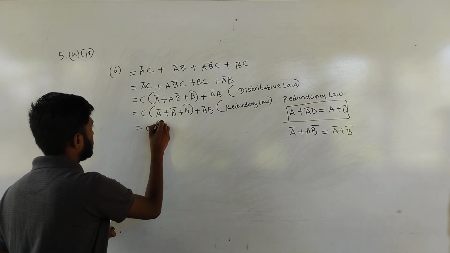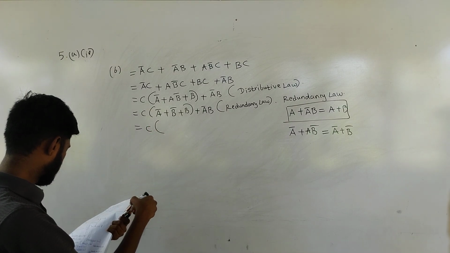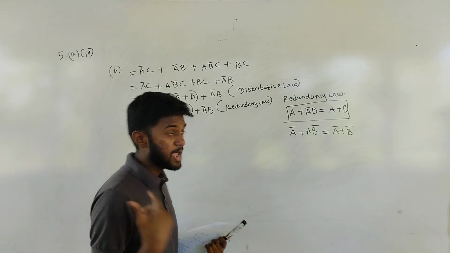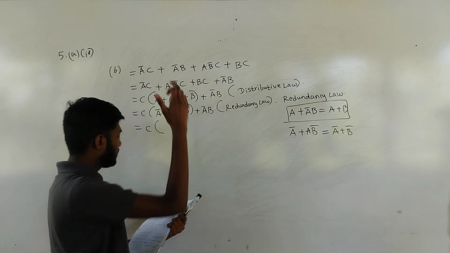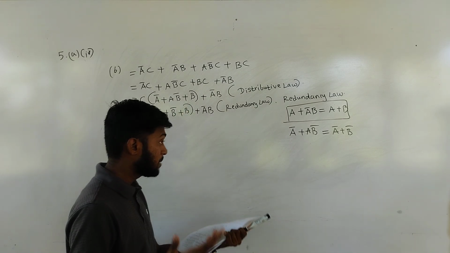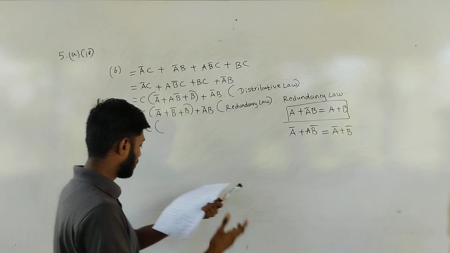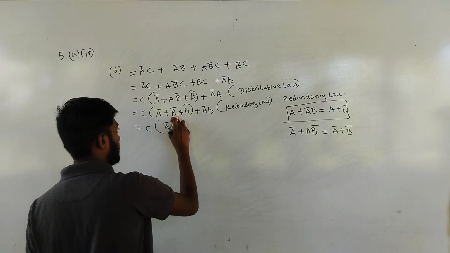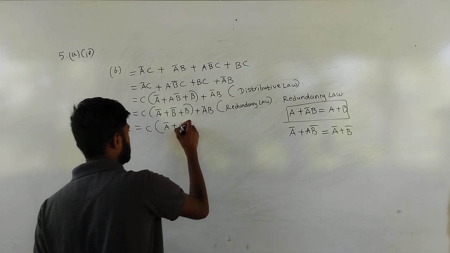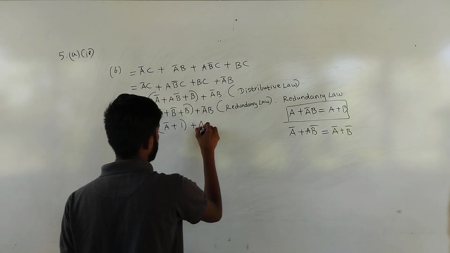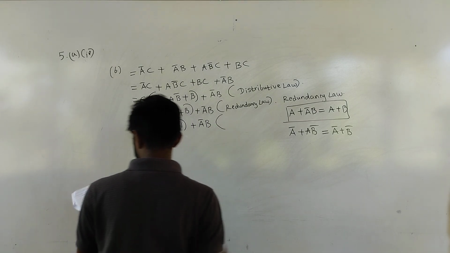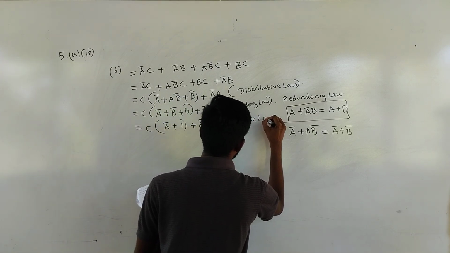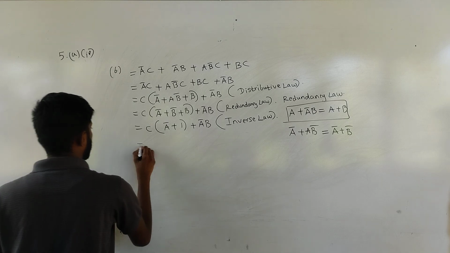See, now here you have b bar plus b. We have learned this a bar plus a, right? So here b bar plus b. So dear students, b bar plus b is equal to 1. What is the law? Inverse law. So a bar plus a is equal to 1 means b bar plus b is also equal to 1, plus a bar b. What is the law? You can say the law is inverse law. Move forward, don't stop.